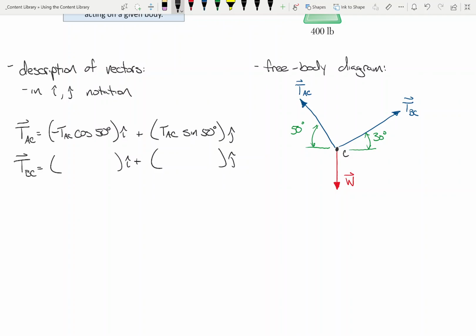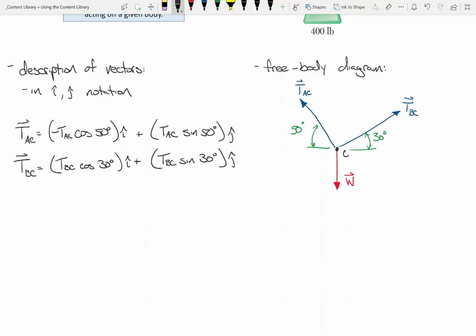Okay? So tell me what goes in this box. This one right here. There you go. T_BC cosine 30. And what about this one over here? Should be pretty easy, right? What's the deal with the signs? Positives, negatives? What's going on with that? They're both positive because they're both in quadrant 1. So far, so good? Okay.